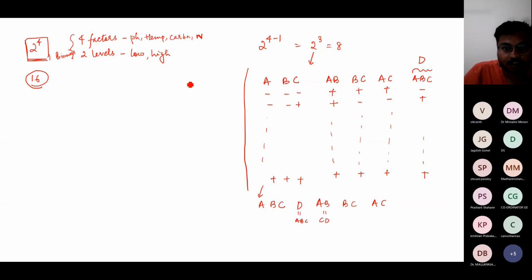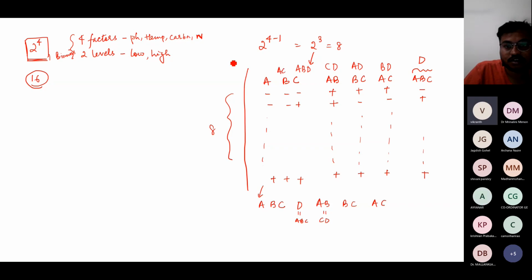So here we have 8 rows in total of plus minus, right? Yes. So for D, these row values will be similar to the values for ABC. For AB, the values that we have for plus minus here will be the same as for CD. For BC, it will be the same as AD. For AC, it will be the same as BD. And for C, it will be the same as A, B, D. For B, it will be the same as ACD. And for A, it will be the same as BCD.